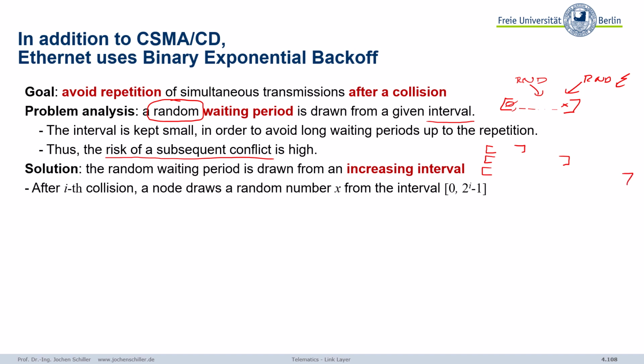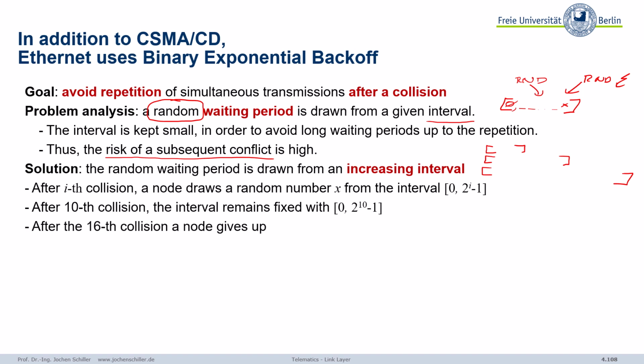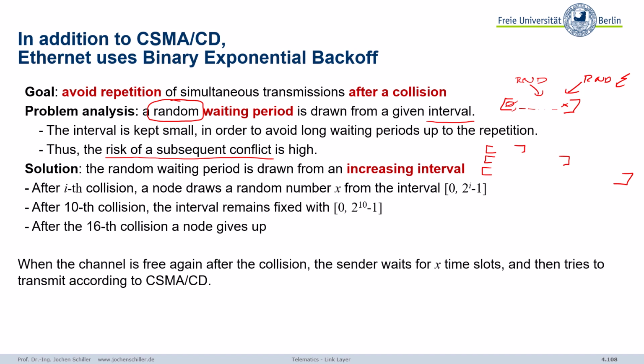The idea here is you double the size. So after the ith collision, you draw a random number x from a certain interval 0 to 2 to the power of i minus 1. And after a certain number of collisions, here by definition after the 10th collision, you fix the interval, it does not double, and after the 16th collision, you simply give up. Because then something is really going on in the network and you cannot heal it. So maybe there's some interference, etc. So that is the idea.